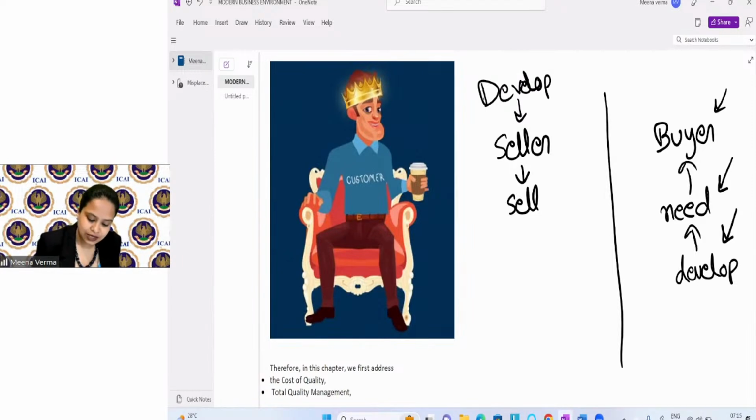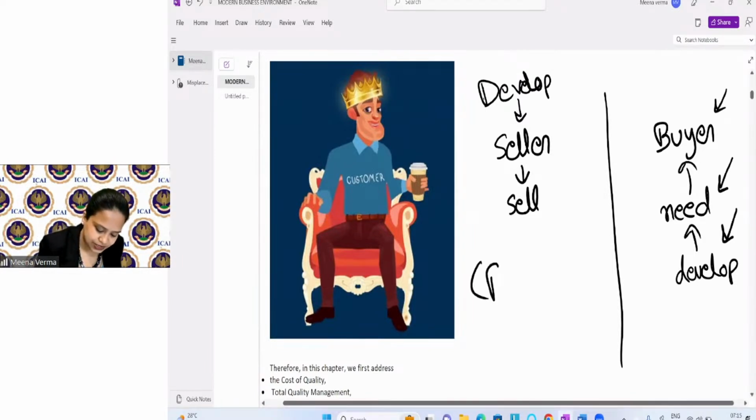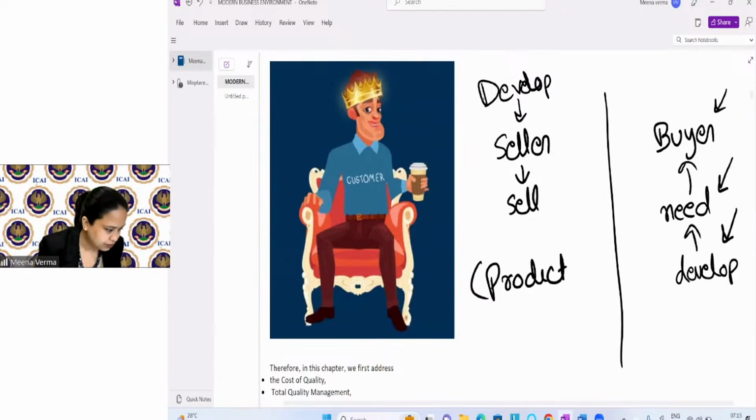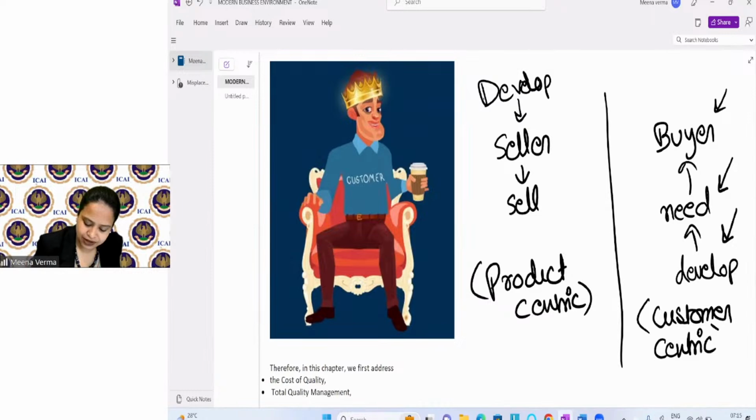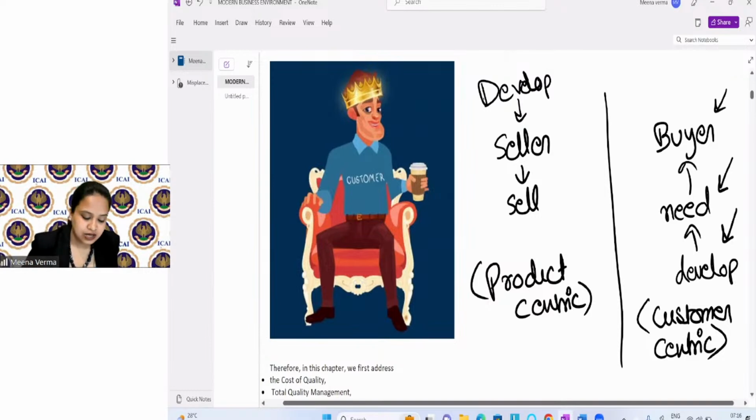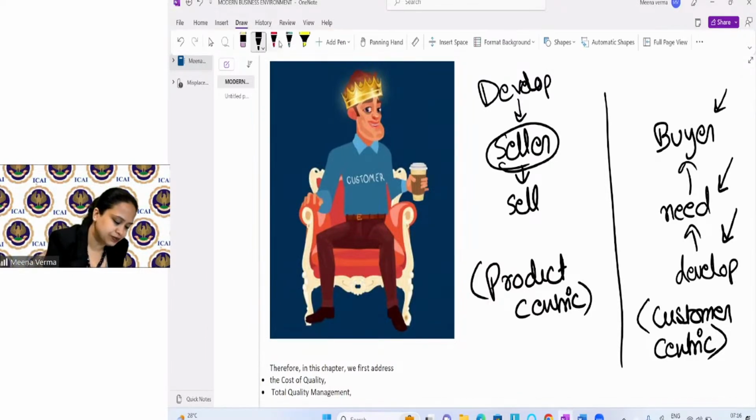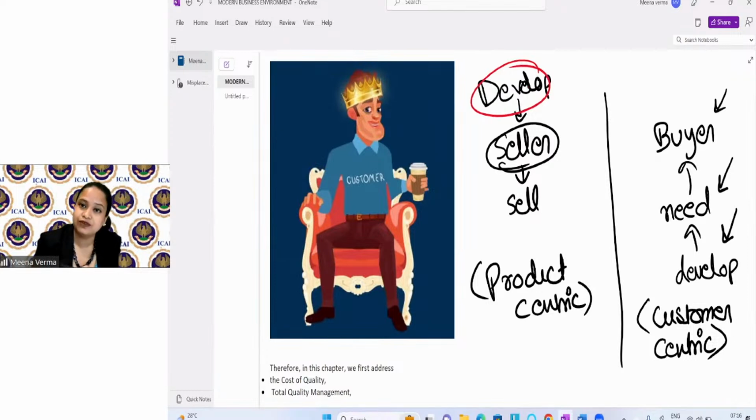So the point is that this earlier market was product centric, and this market is customer centric. The market has completely changed. In the previous product-centric market, the seller first developed their product, and then tried to find the customer through advertisement and marketing. But the scenario has changed.